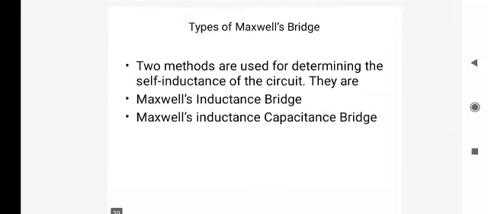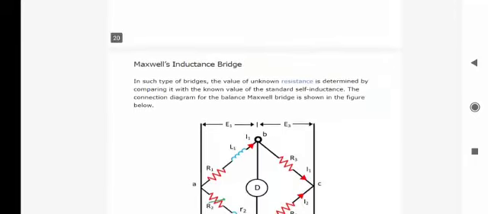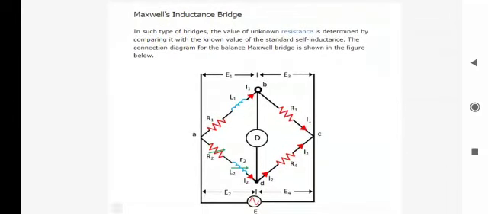Types of Maxwell bridge. There are two types of Maxwell bridges. Two methods are used for determining the self-inductance of the circuit. They are first, Maxwell's inductance bridge, and second, Maxwell's inductance capacitance bridge. So the first one is the Maxwell inductance bridge. In this type of bridge, the value of the unknown inductance is determined by comparing it with the known value of the standard self-inductance.